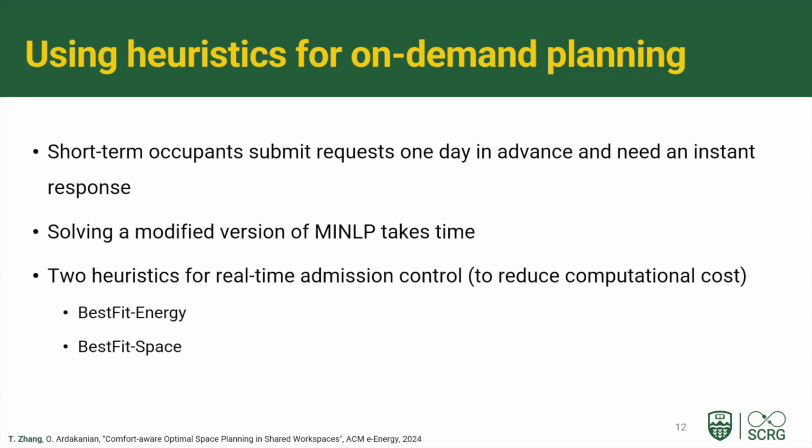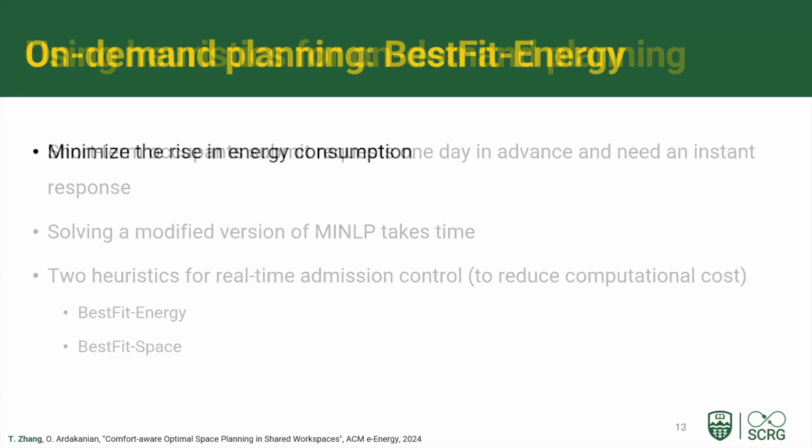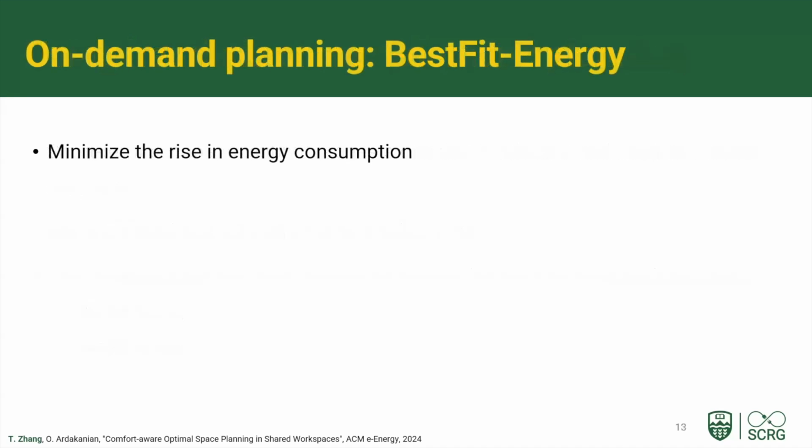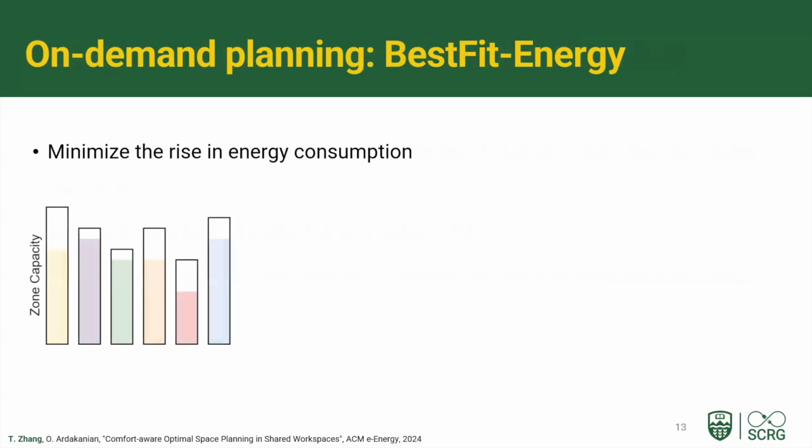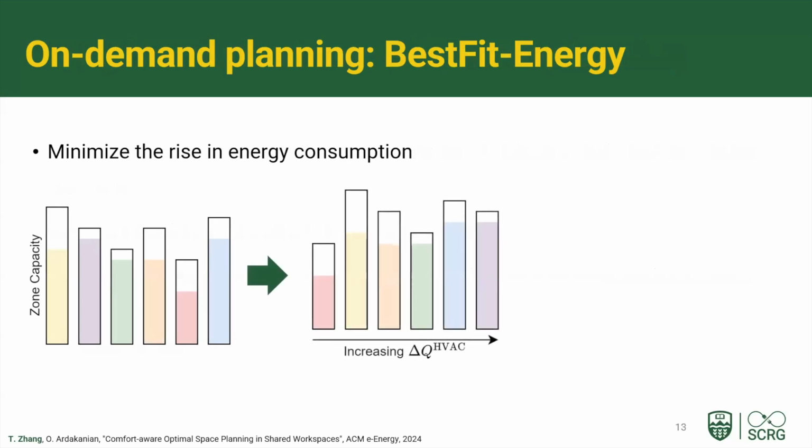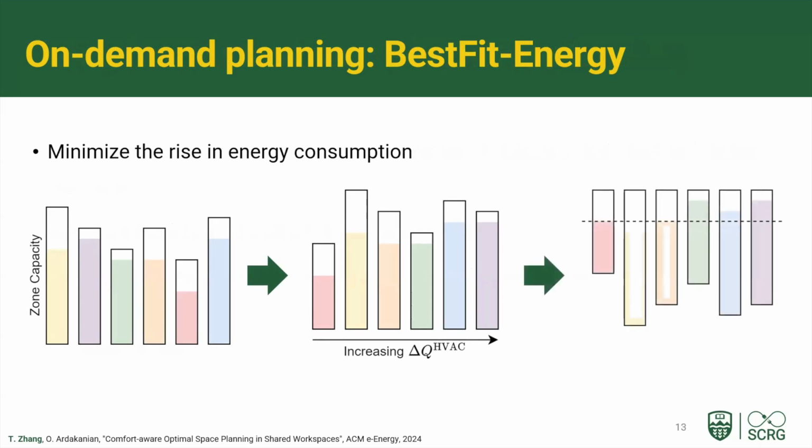Here we introduce two different heuristics, the best fit energy and best fit space. The best fit energy algorithm aims to minimize the increase in energy consumption that results from accommodating the short-term occupants. This is done by first sorting all the zones based on the estimated energy consumption increase if they accommodate visitors to a given zone.